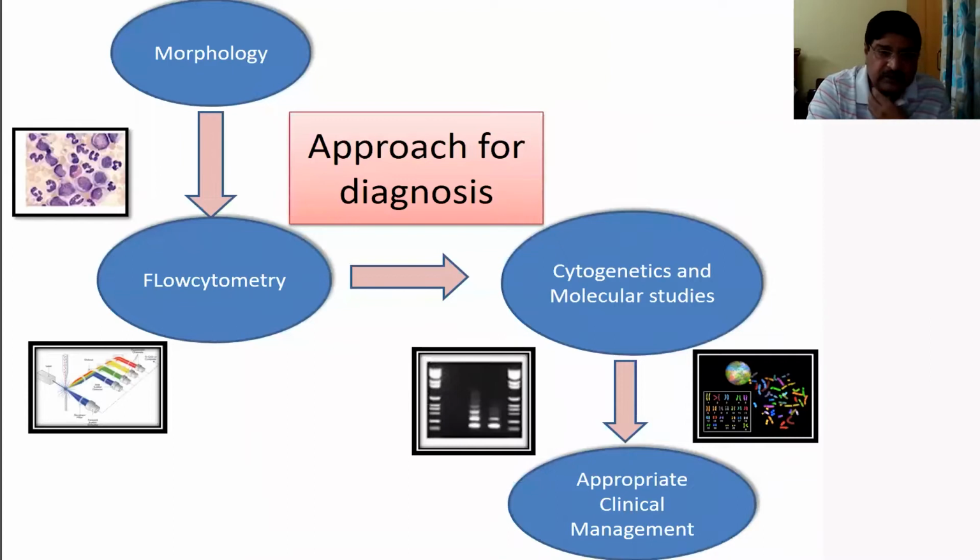So if you see this diagram, it shows that we start with morphology. Morphology is the first step to the diagnosis of acute leukemia. And gradually, we have to do flow cytometry for lineage assignment in the current context. And this flow cytometry gradually evolved into cytogenetics and molecular studies. And finally, this conglomerate of classification techniques gave rise to the appropriate clinical management because the lineage assignment got more refined and there was risk stratification based on the cytogenetic and molecular studies.